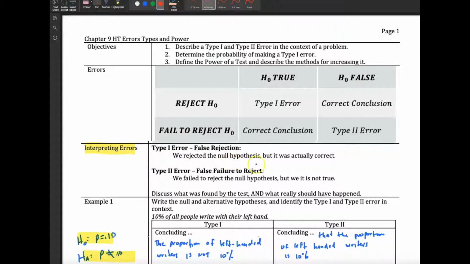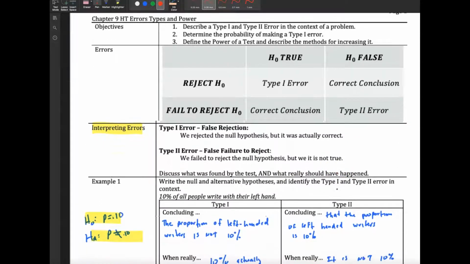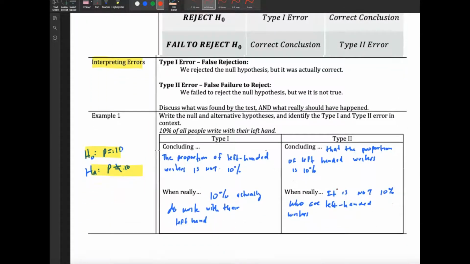And here is the interpretation. We reject the null hypothesis, but it was actually correct. We fail to reject the null hypothesis, but it is not true. So let's take a look at the examples here and give you some context for that.